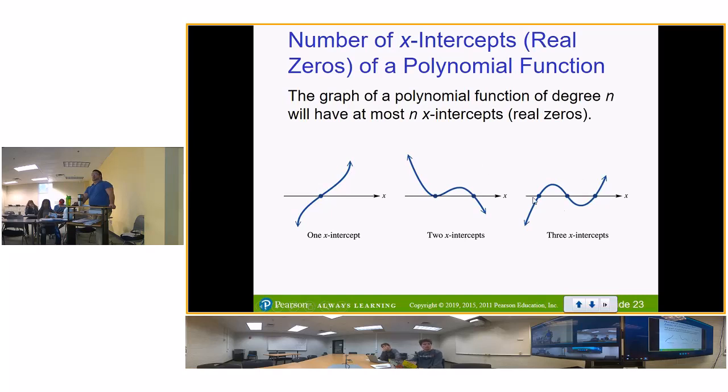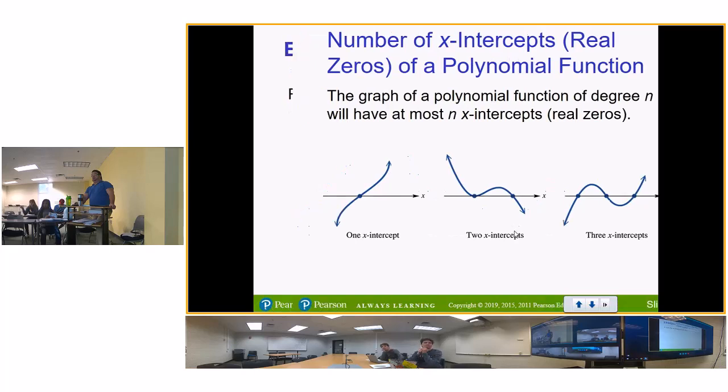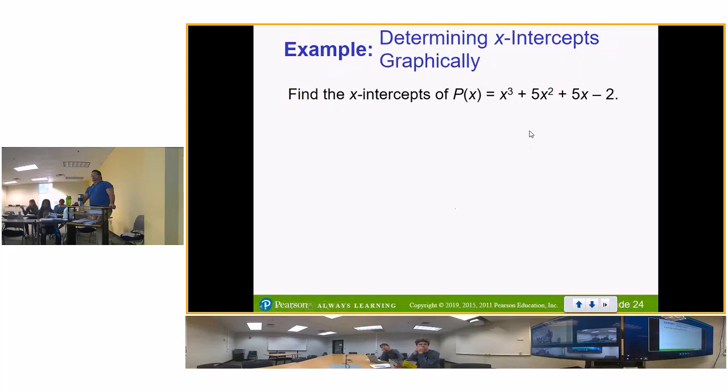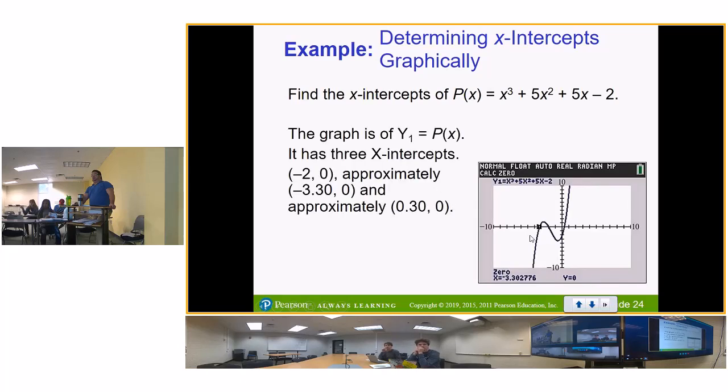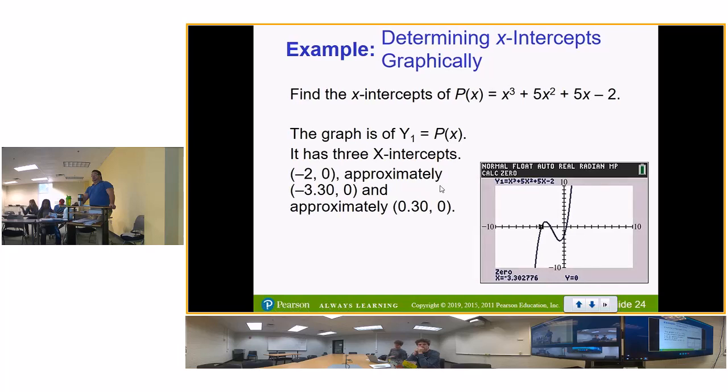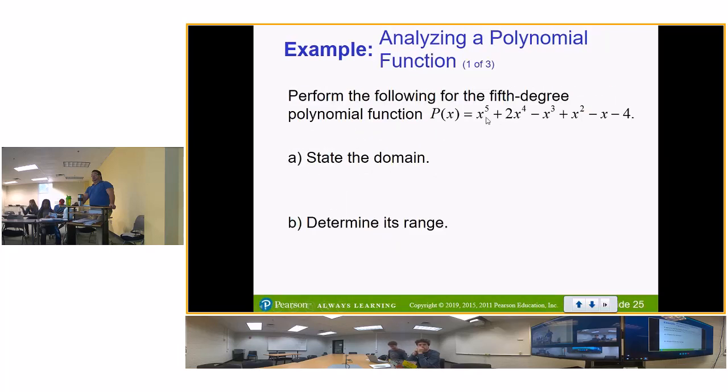Okay, that's finding x-intercepts. One x-intercept, two x-intercepts, three x-intercepts. I don't think I need to explain that. Find the x-intercepts. What do you do if you want to find the x-intercepts? Well, with a cubic function, you set y equal to what? 0. Or you go on the calculator and you find them. We don't even go into finding them with a higher function anymore. You have to use long division. We don't do that anymore. You just use the calculator.